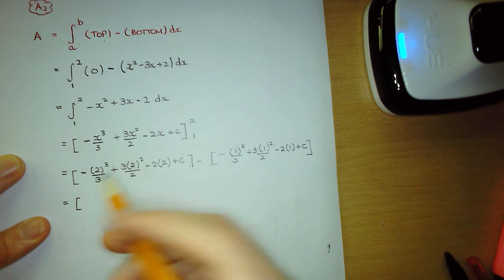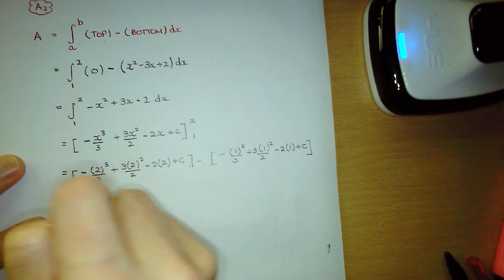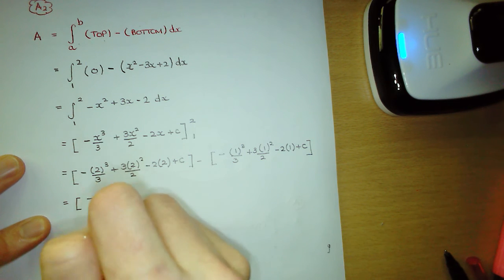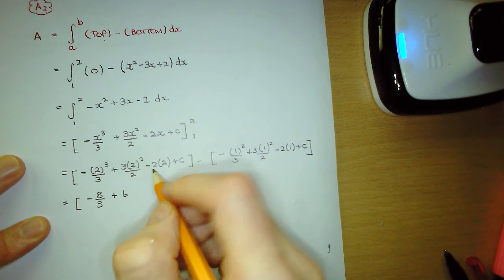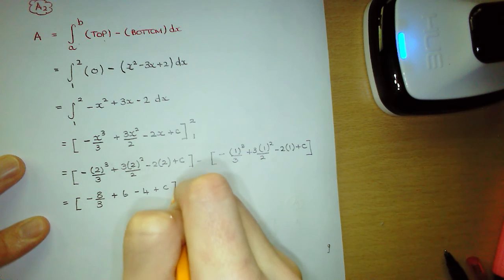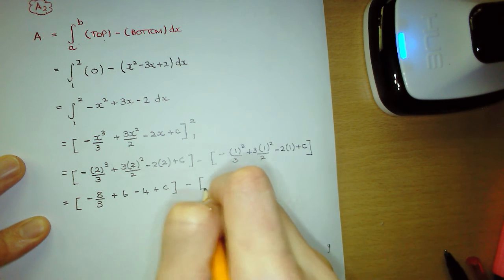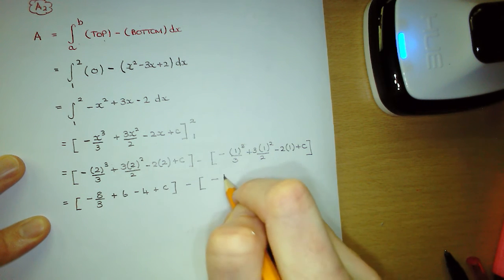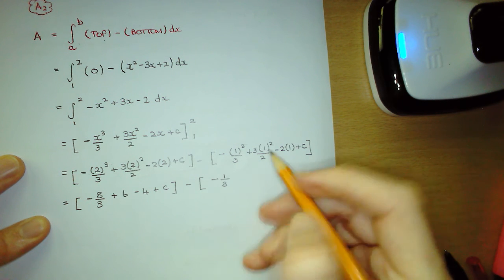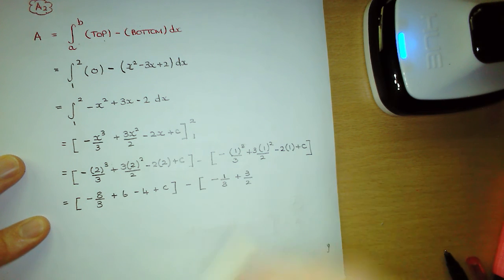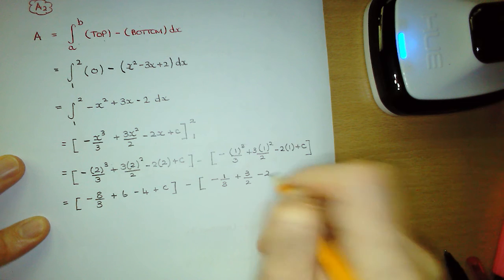Okay, let's tidy up then each square bracket. So 2 cubed is 8, multiplied by the minus then, that's minus 8 over 3. 2 squared is 4, 4 threes are 12, divided by 2 is 6, that's plus 6, minus 4, plus c. And then tidy up our other square bracket. 1 cubed is 1, multiplied by a minus is minus 1, and that's over 3. And then plus 3 over 2, minus 2, plus c.